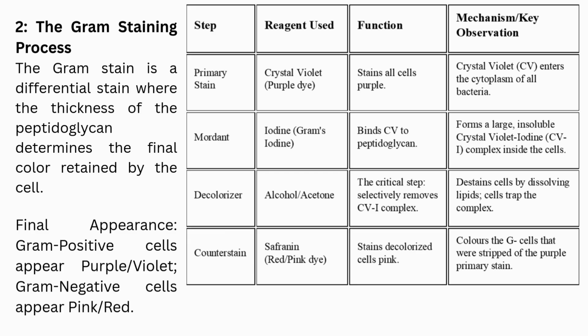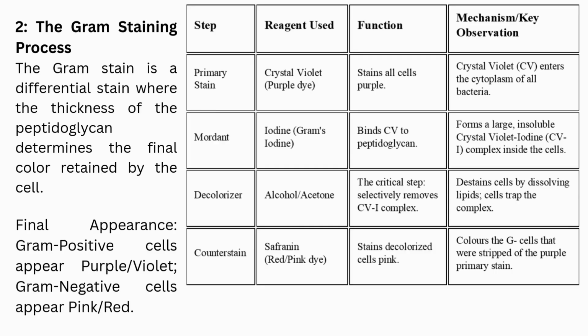Step, reagent, use, function, mechanism, key observation. 1. Primary stain: crystal violet, a purple dye, stains all cells purple. Crystal violet enters the cytoplasm of all bacteria. 2. Gram's iodine: Lugol's iodine binds crystal violet to peptidoglycan, forming a large, insoluble crystal violet-iodine complex inside the cells.